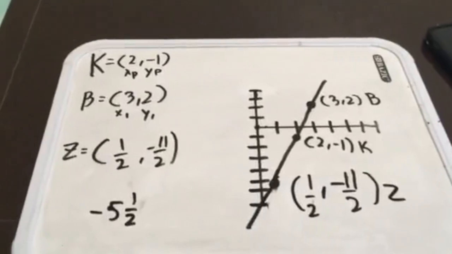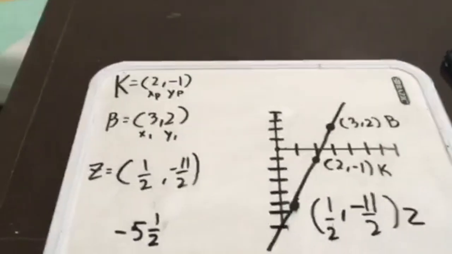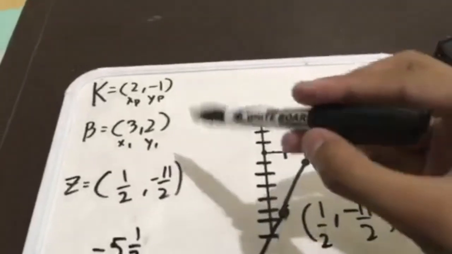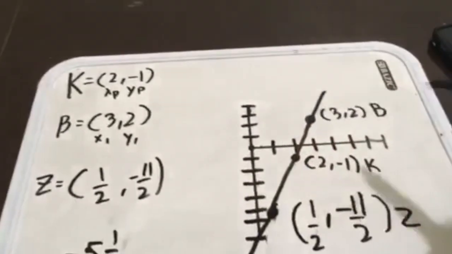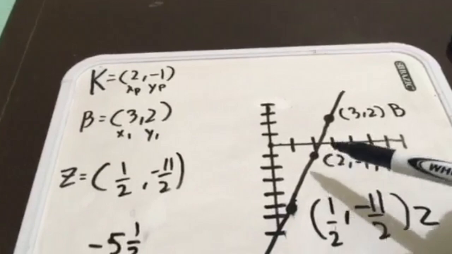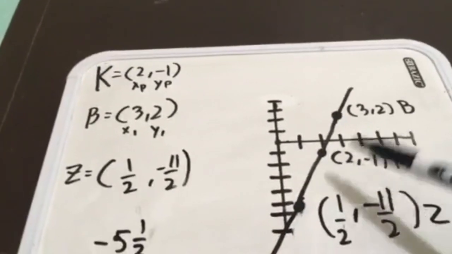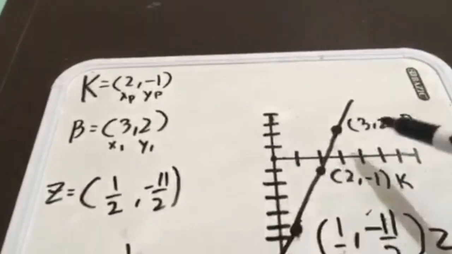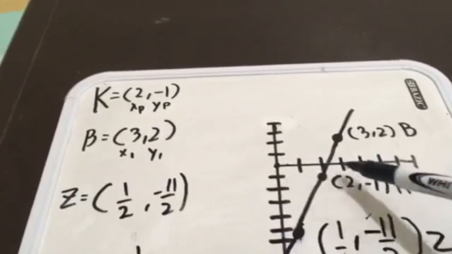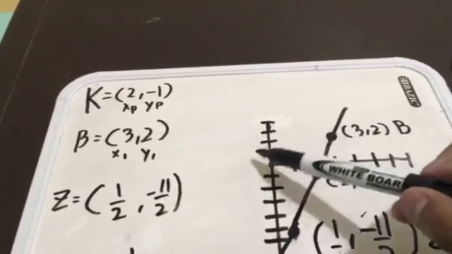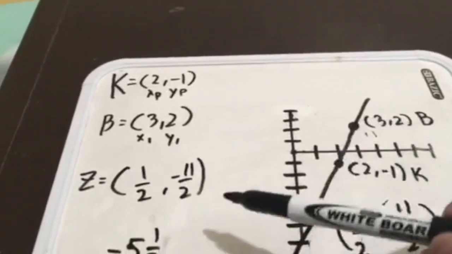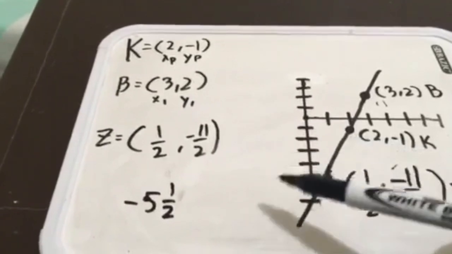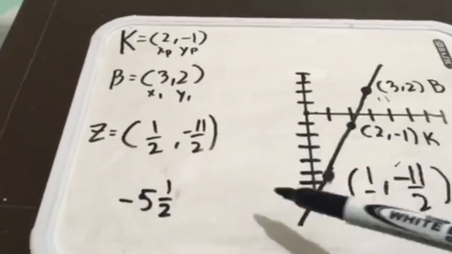This is the graph from what we have solved, and I already plotted them, so I'll just explain it. So K over there, 2 and negative 1 is this one, which is our x sub p, y sub p, the internal of the line. X sub 1 and y sub 1 is here, 3 and 2, so 1, 2, 3, 1, 2, so it's just right. And Z, which is our x sub 2 and y sub 2, is the extension of the line.